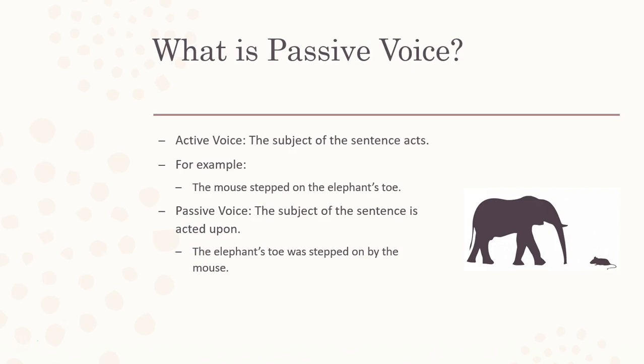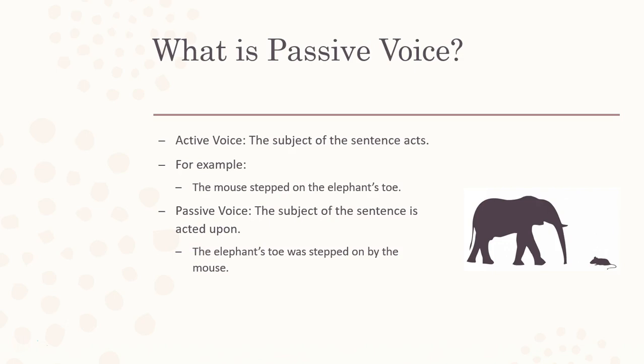Active voice is when the subject of the sentence acts. For example, in the sentence, "The mouse stepped on the elephant's toe," the mouse is the subject. The mouse is the one who performs the action, stepping on the elephant's toe.